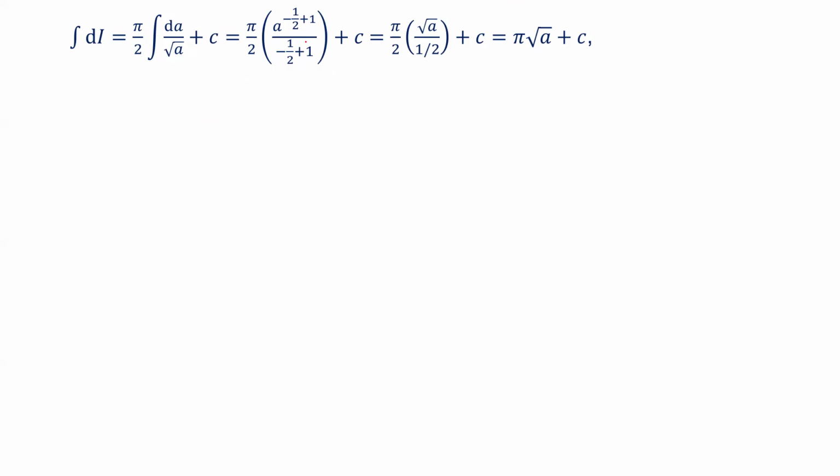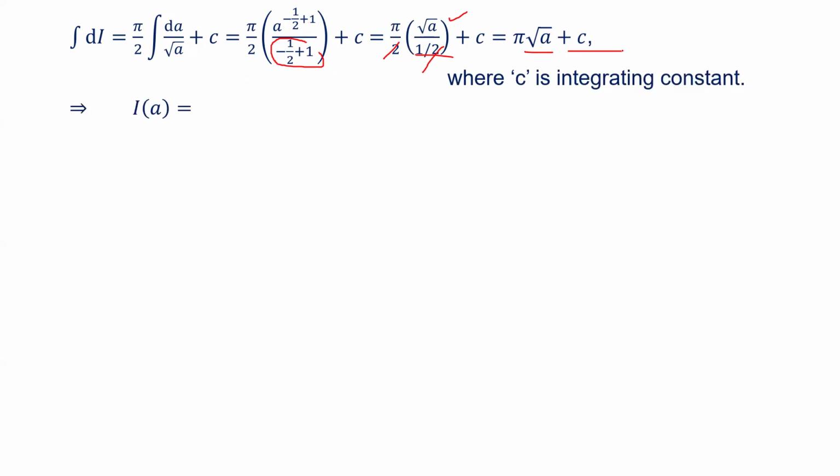Now if we simplify it, minus 1 by 2 plus 1 is 1 by 2, and a to the power half is nothing but root a. So this is equal to pi by 2 into 2 root a plus c, where the 2s cancel, giving pi root a plus c. This is the value of the integration of dI, which can be written as I, where c is the integrating constant, which implies I of alpha equals pi root a plus c. Let us call this equation number 2.